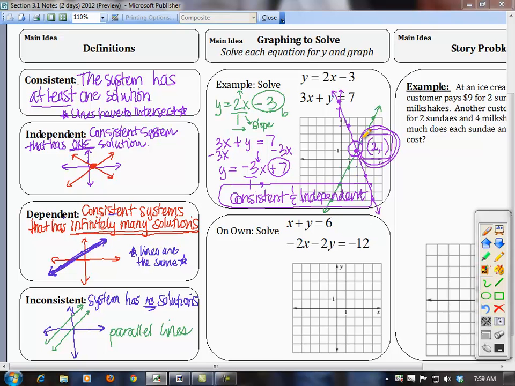Okay? So there's the first example. Let's try one that's a little bit harder because there's nothing that says y equals. So let's start with the first one. x plus y equals 6.